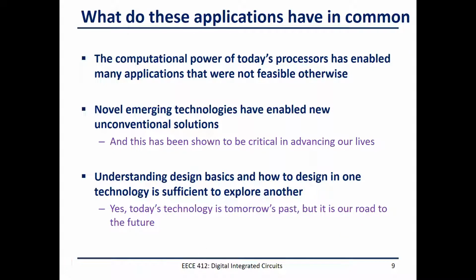Basically, there is a computational power that is in need. So big data demands high computational power. Okay, and this has enabled many applications that were not feasible before. People have thought of neural networks, but halted on deep learning and revived it today due to the high capabilities of today's processors. This is from one aspect, we have high performance computing. From another aspect, the emerging technology that is coming up today has enabled new unconventional solutions, solutions which people have not thought of before, like the nanotechnology.